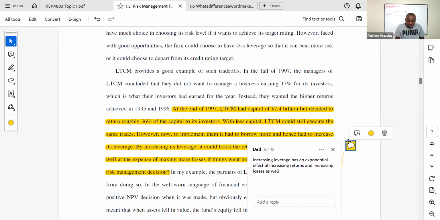When it comes to leverage, remember we're saying that the financing of the firm is that assets are equal to equity plus liabilities. So the more liabilities you use, which is debt, the more risk you have that you're going to fail to meet your obligations when they fall due, if the business goes south. So increasing leverage has an exponential effect of increasing returns, and at the same time has an exponential effect of increasing losses as well.